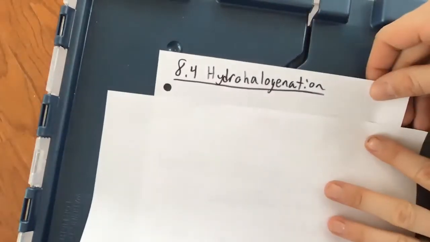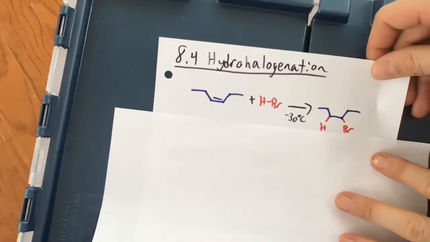This is section 8.4. So in 8.4, we learn about hydrohalogenation, which means adding a hydrogen and a halogen across a double bond as shown here.